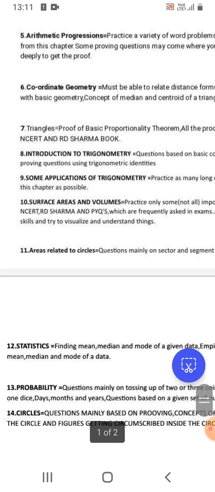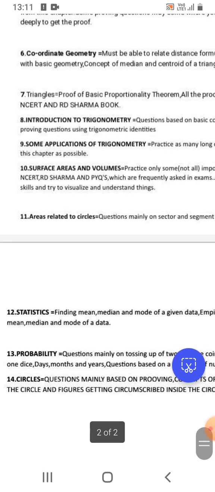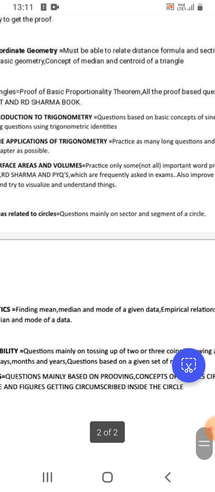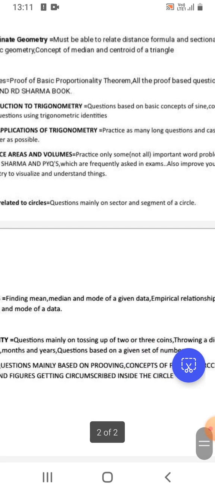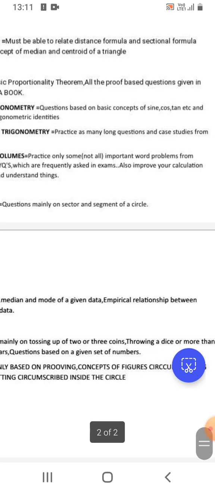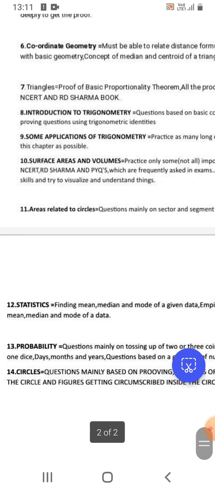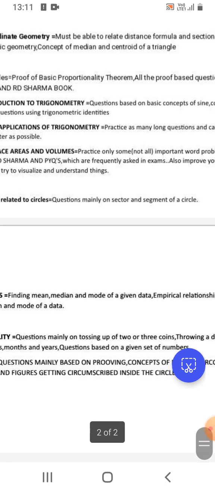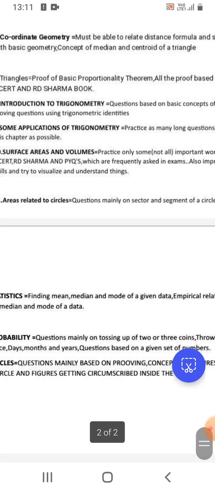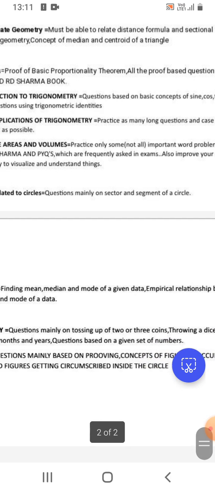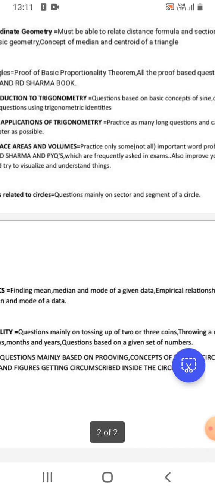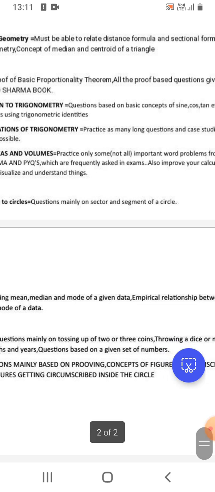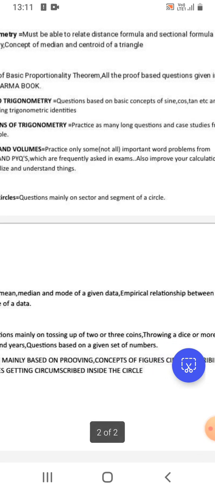Then statistics. In statistics, you need to know finding mean, median and mode of a given data and the empirical relationship between mean, median and mode of a data. In probability, you need to know the questions mainly on tossing of two or three coins. Then throwing a dice or more than one dice. Days, months and years. Questions based on days, months and years. And questions based on a given set of numbers, where it becomes quite important to understand the language of the question. In probability also, especially in the part of questions based on a given set of numbers, you may get keywords like to, from, of, etc.